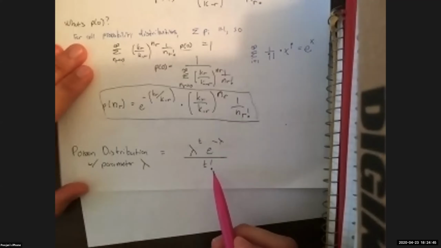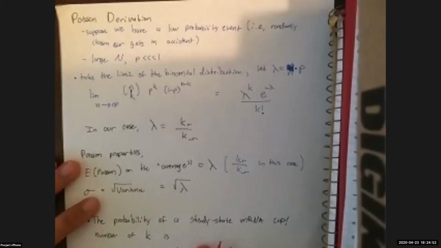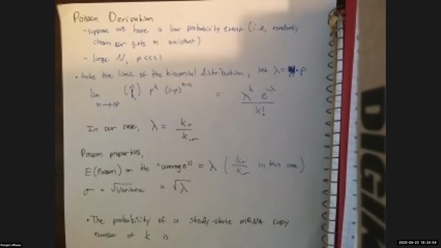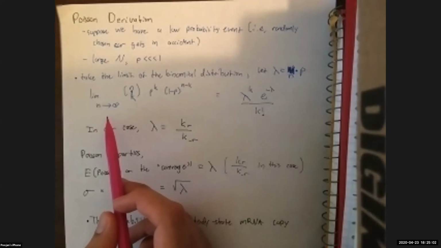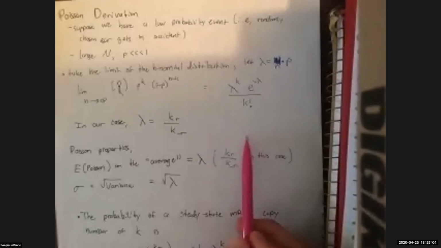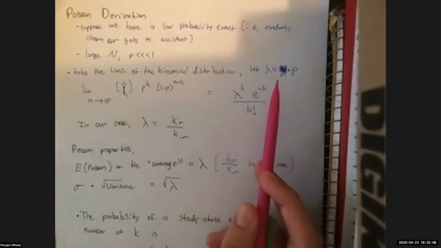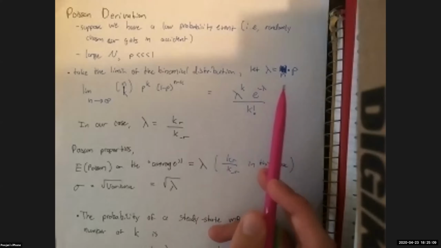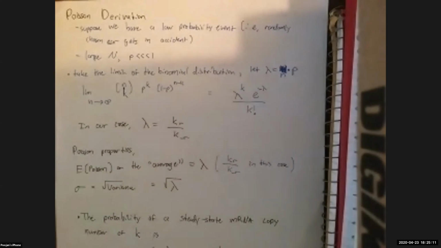Now I want to talk a little bit about the interpretation of the Poisson distribution. First of all, let's talk about where it comes from. It's very closely related to the binomial distribution. If you take the limit of the binomial distribution as n approaches infinity, you will end up with this term if you make the substitution that lambda is equal to n times p. The Poisson distribution is special because it's useful in cases in which you have a very low probability event, but a very large number of trials.